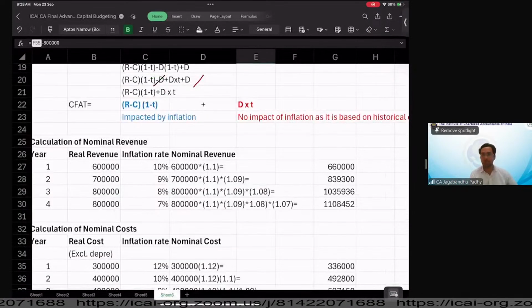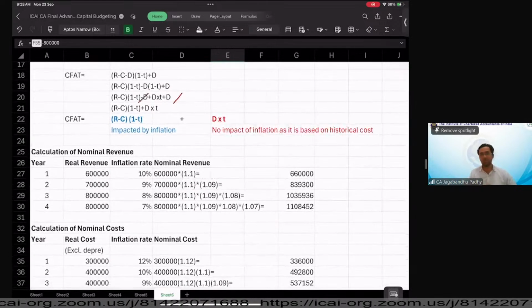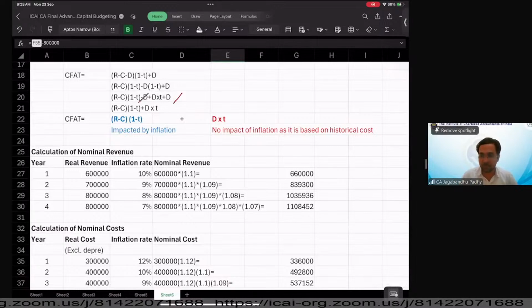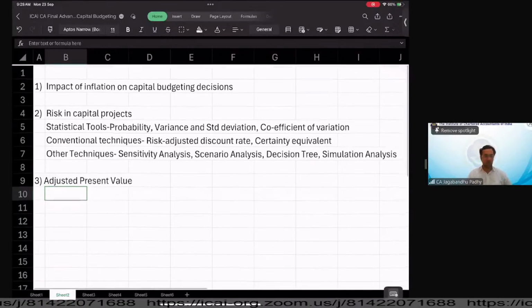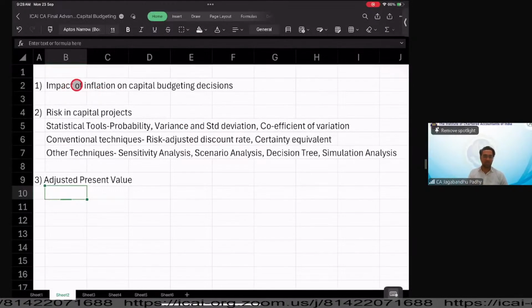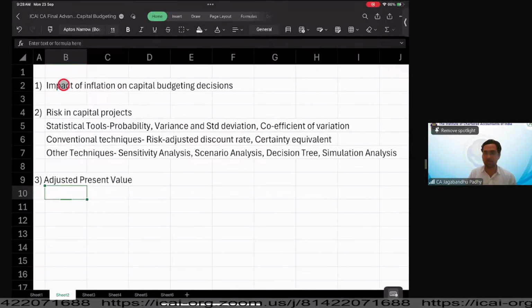That's a homework for you as far as this particular inflation adjustment is concerned. Can I expect you guys to do that? Yes. So the same treatment that we did in this question, you have to do for the first question also. Okay. Now, that is the first part which we were looking at, the impact of inflation on capital budgeting. So we have covered this part as far as this topic is concerned.